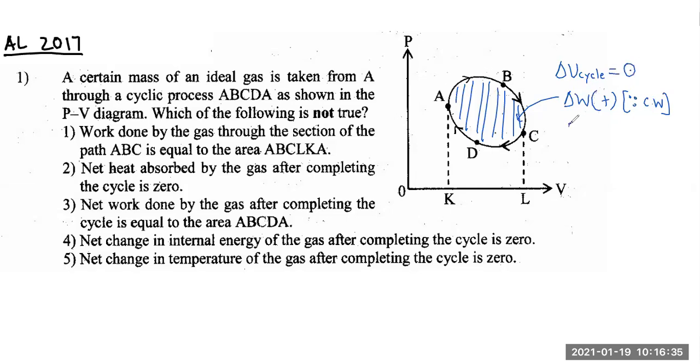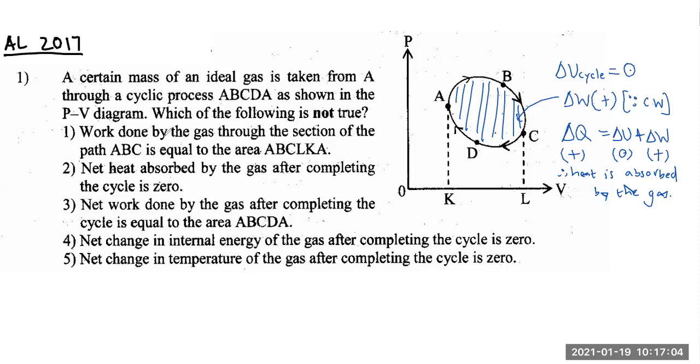Then what about delta Q? Delta Q, we know, is delta U plus delta W. Delta U is zero, so delta W is plus. Therefore, delta Q also has to be plus. What is the meaning of that? Heat is absorbed by the gas. It's absorbed by the gas, right? Yeah, let's go through it then.